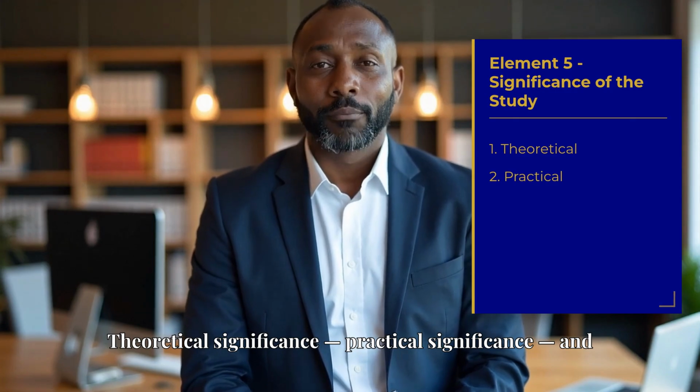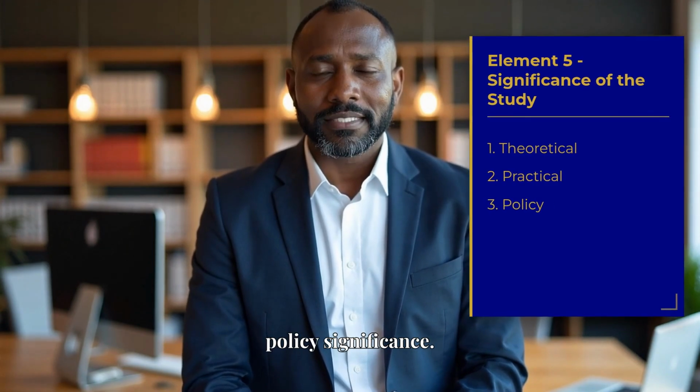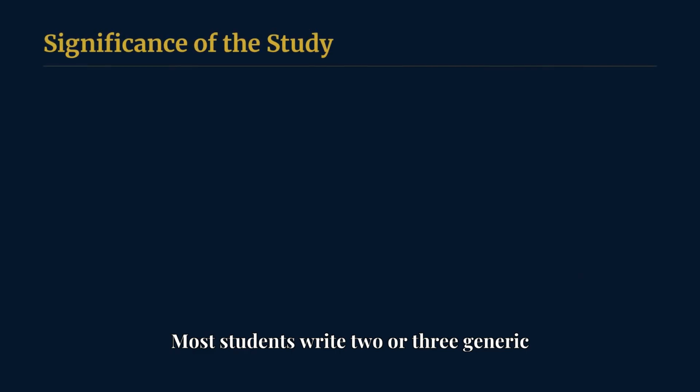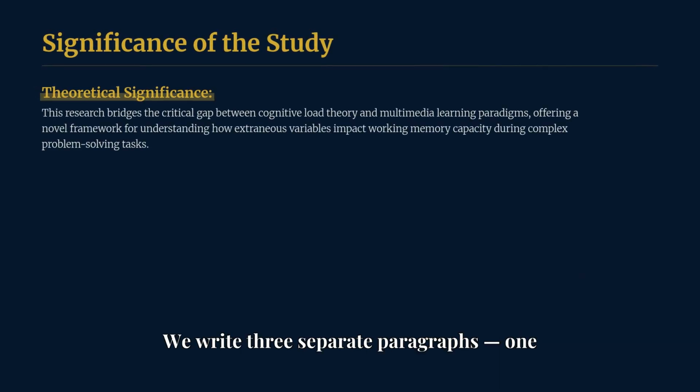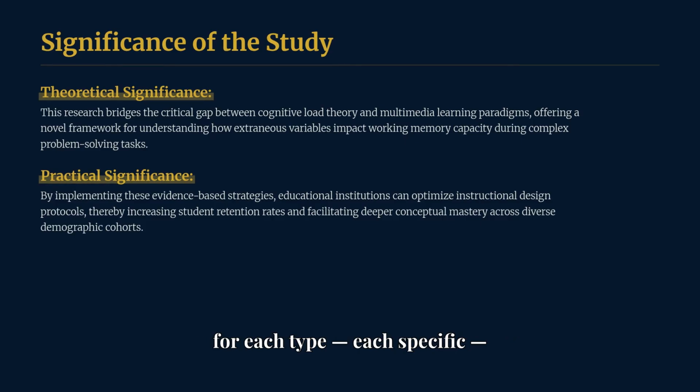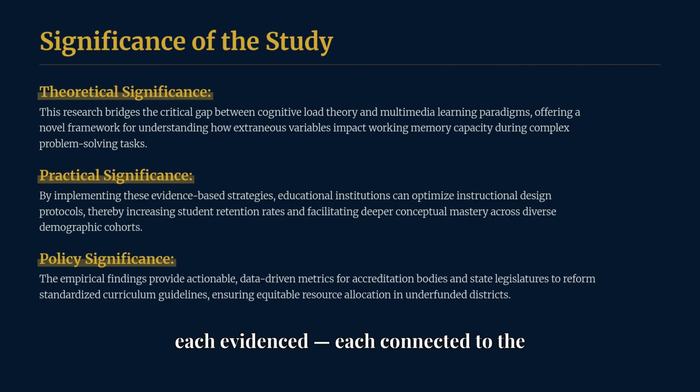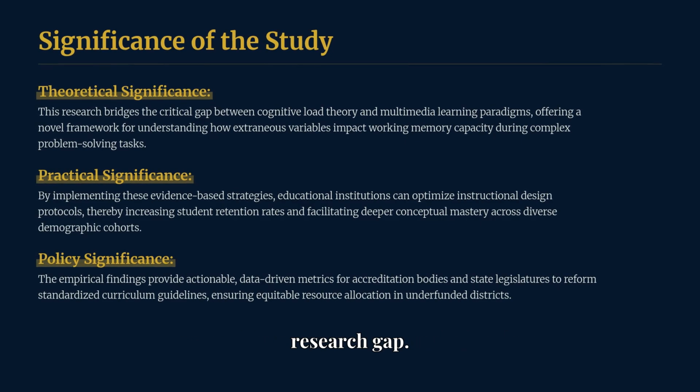Theoretical significance, practical significance, and policy significance. Most students write 2 or 3 generic sentences. We write 3 separate paragraphs, one for each type, each specific, each evidenced, each connected to the research gap.